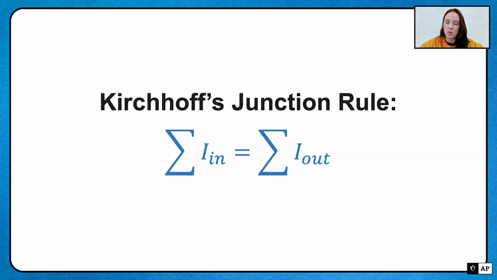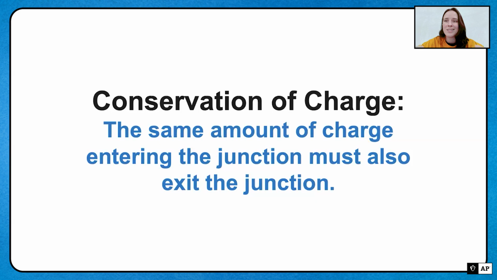So Kirchhoff's junction rule is pretty straightforward. It basically says the sum of the current that goes into a junction is equal to the sum of the current that goes out of a junction, AKA what goes in must come out. So any charge that goes in has to come back out again. That's what our conservation of charge tells us. So conservation of charge, the same amount of charge that goes into the junction in your circuit must also exit the junction. You can't just have charge appear or disappear.